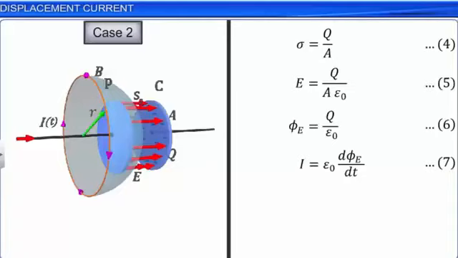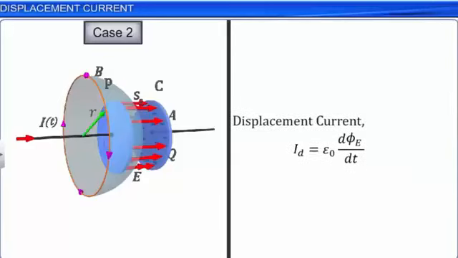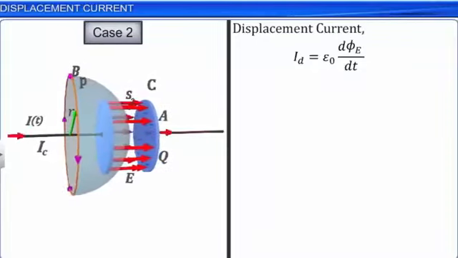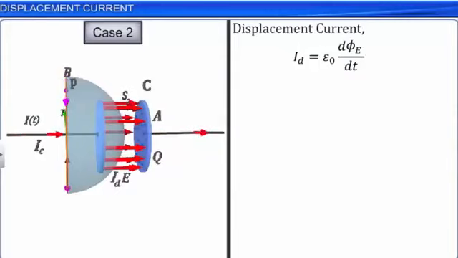Hence, Maxwell's generalization of Ampere's law is that the sources of magnetic field are both the current in the conductor due to the flow of charges, called conduction current denoted by IC, and the displacement current due to the changing electric field between the plates of the capacitor. Thus, the total current enclosed by the surface S2 is the sum of the conduction current and displacement current, that is, I is equal to IC plus ID, which is equal to IC plus epsilon naught into d phi E by dt.